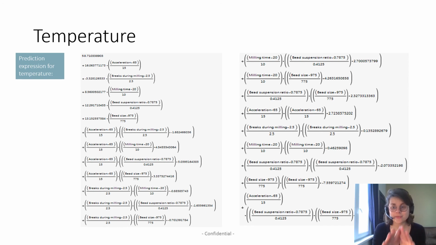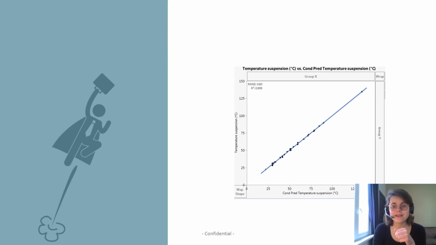Luckily, the JMP software that we use can fill it in for us, but here you should fill in acceleration, breaks during milling, etc. And by filling this in, you can predict what the temperature would be in the laboratory. What did we see? Well, it was really good. So for example, here you can see the predicted temperatures, and here on the y-axis you can see what we found in the laboratory, and it fits really well. With a determination coefficient of 0.99, we really cannot be unhappy about it, so to say.